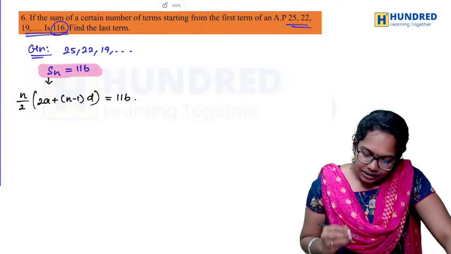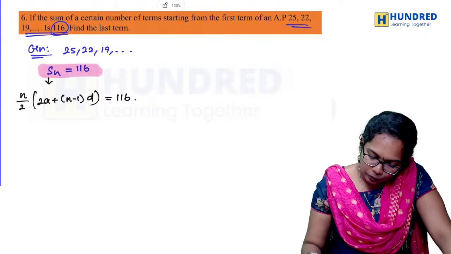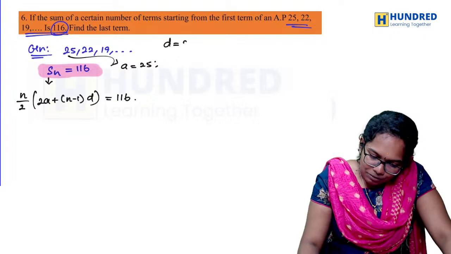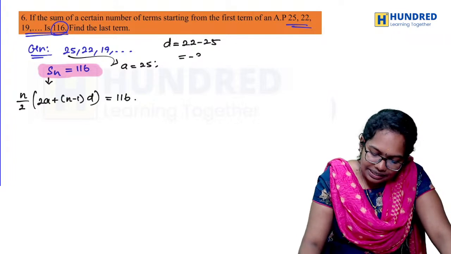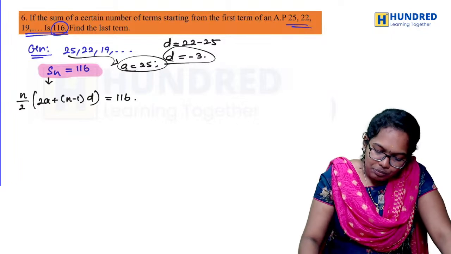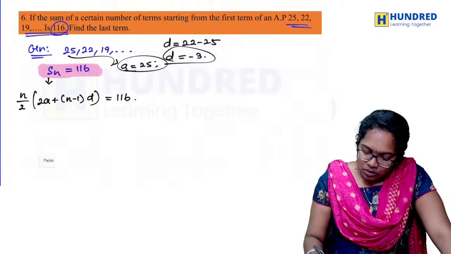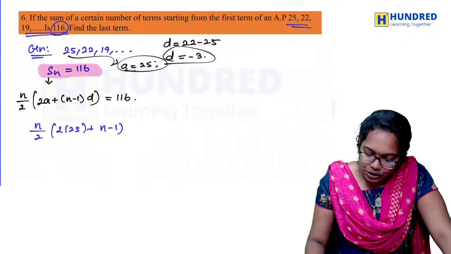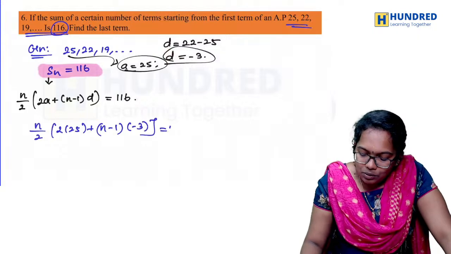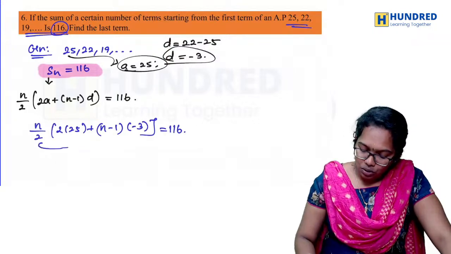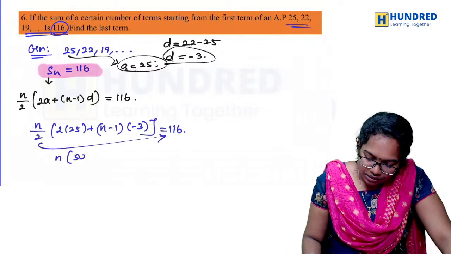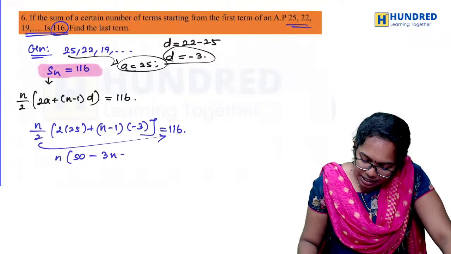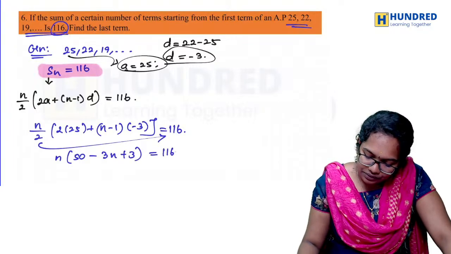So to find this n value, what you have to do: the a value is known, which is 25, and if you find the d value, it is 22 minus 25, which is minus 3. So substituting these two values, what is n, you don't know, so 2 into 25 plus n minus 1 into d, which is minus 3, is equal to 116, right? So this 2 going to that side, it will give you 50 minus 3n plus 3, which is equal to 116, right?